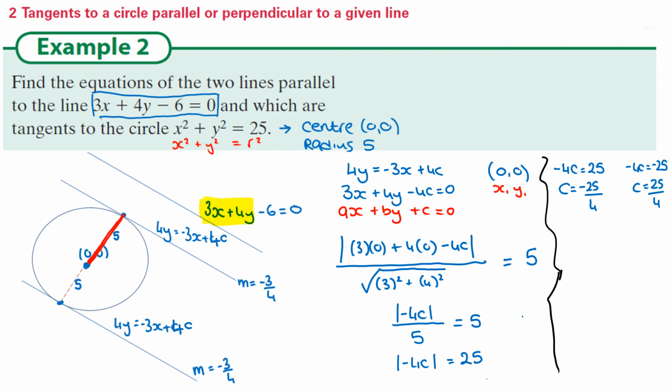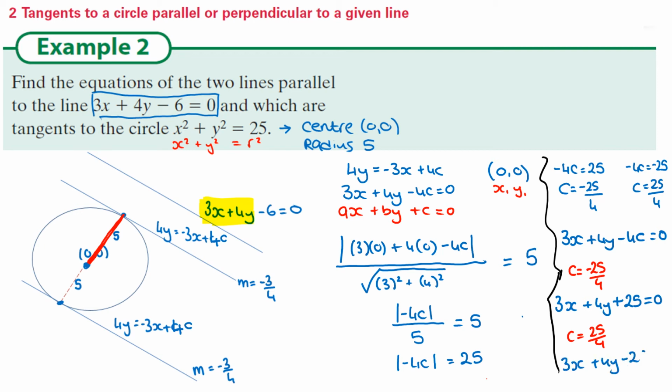We go back to the equation. I'm going to use the last form we have, 3x plus 4y minus 4c equals 0. Let's work these one at a time. The first one is when c is minus 25 over 4. When we sub it in, we get 3x plus 4y. We're multiplying it by minus 4, so that actually gives us plus 25 equals 0. The other one, when c is equal to 25 over 4, what we get is 3x plus 4y minus 25 equals 0.